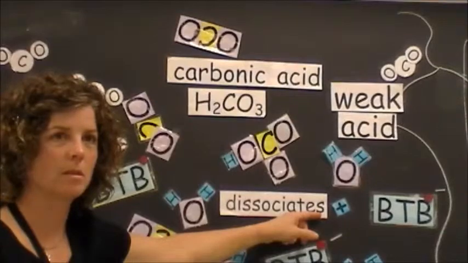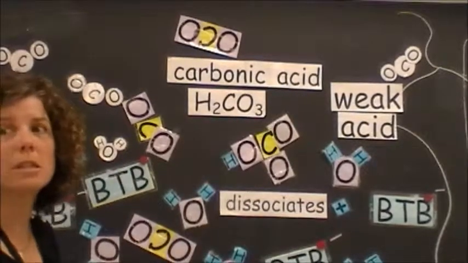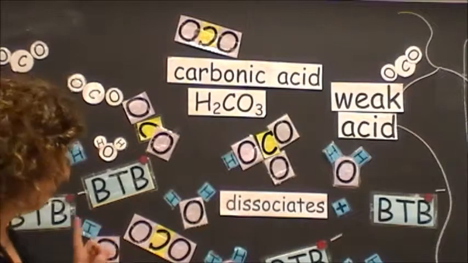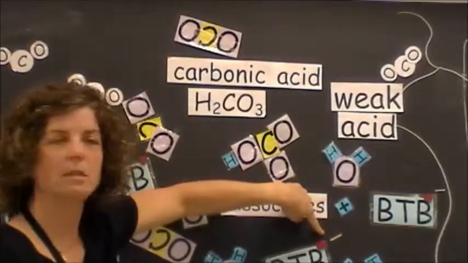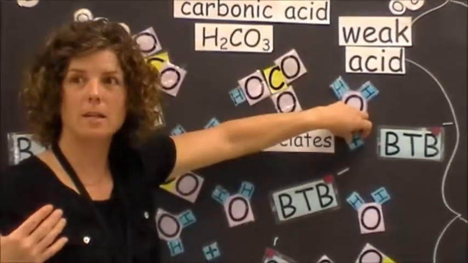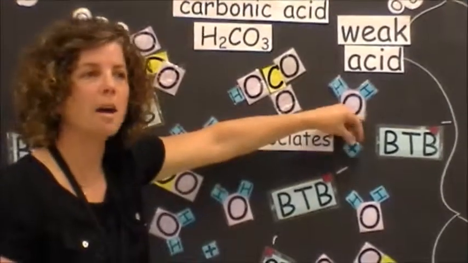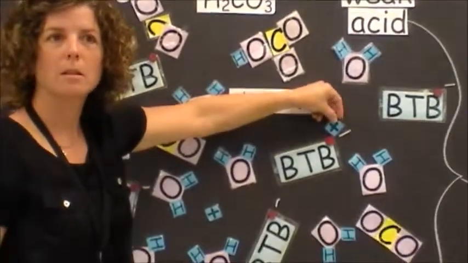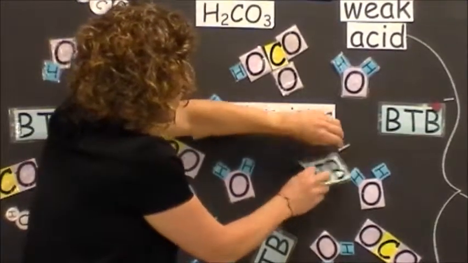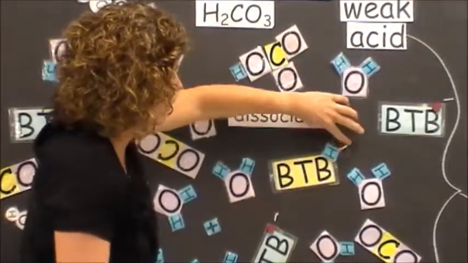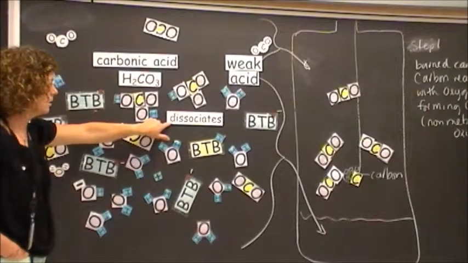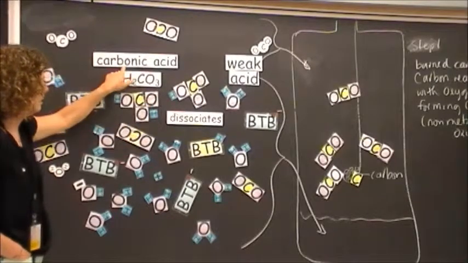It dissociates. Okay, but what color is my solution right now on the board? Blue. It's blue. BTB is negatively charged. This is positively charged. Okay, ready? Next step. The BTB attracts a hydrogen ion. Watch what happens. It attracts it. BTB flips, moves, and now becomes yellow. It dissociates from the carbonic acid.